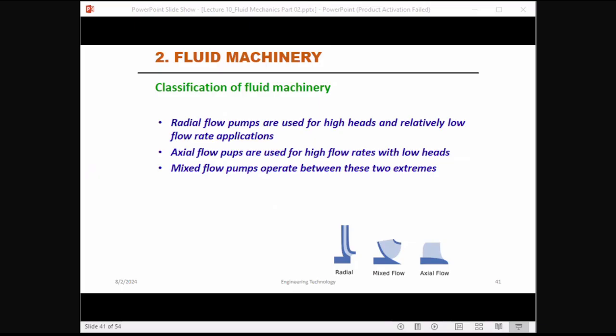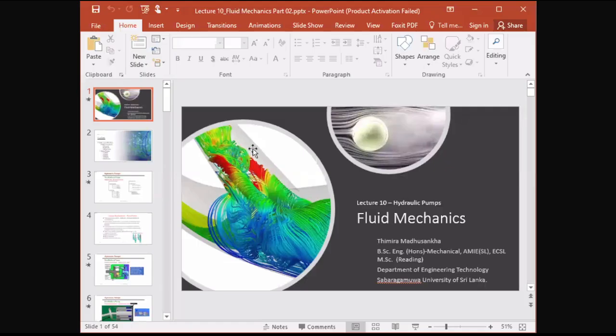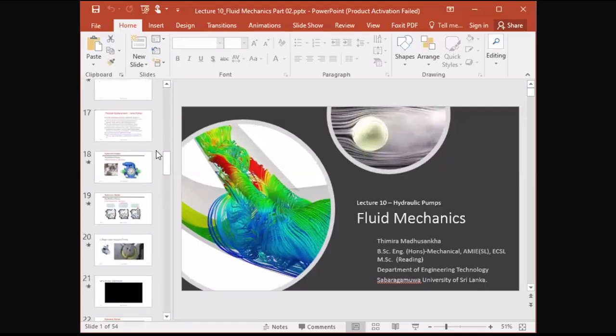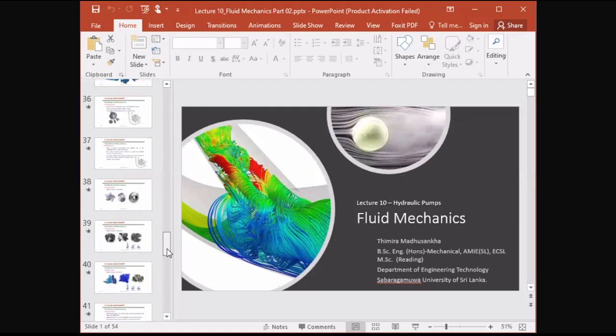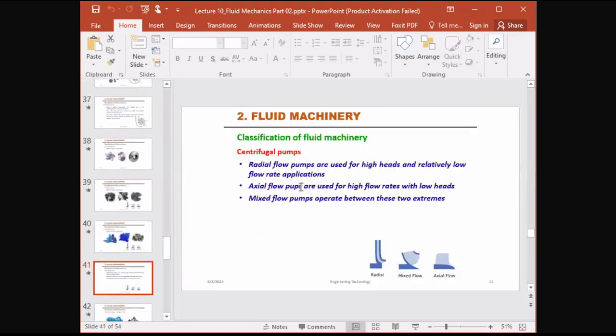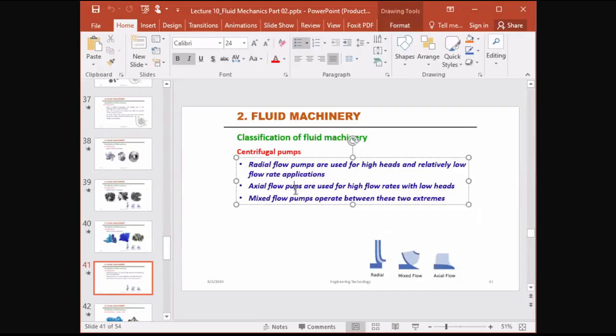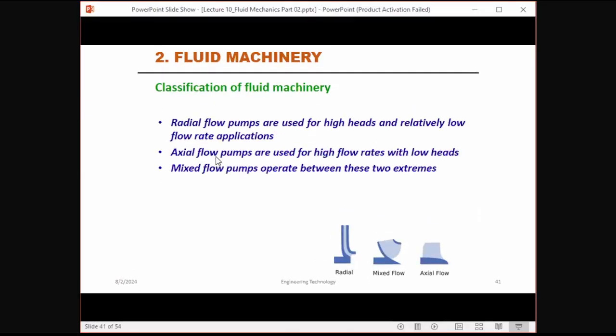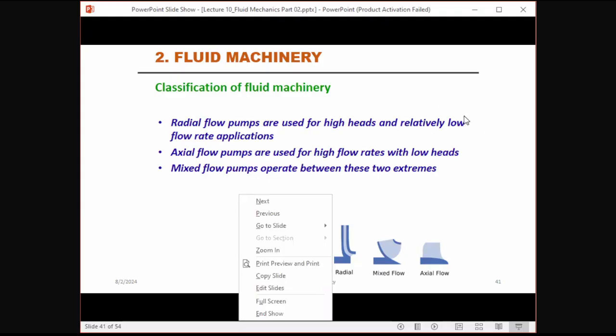Then radial flow pumps are used for high heads and relatively low flow rate applications. Axial flow pumps are used for high flow rate with low heads.